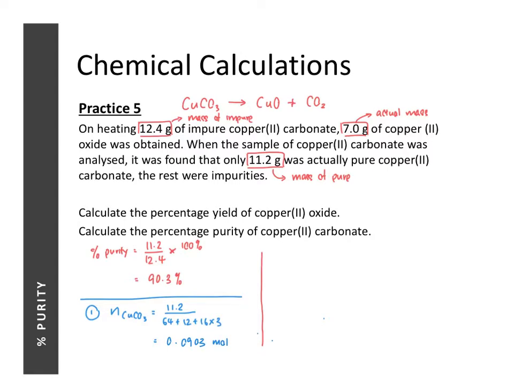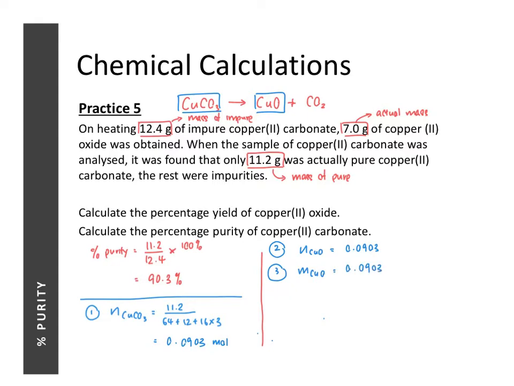Next, step number 2, we need to compare mole ratio between what we are given and what we need to find. We need to find the amount of copper 2 oxide that should have been formed. The mole ratio again is 1:1, so the number of moles of copper 2 oxide will be the same. And step number 3, convert from moles to the mass of copper 2 oxide.